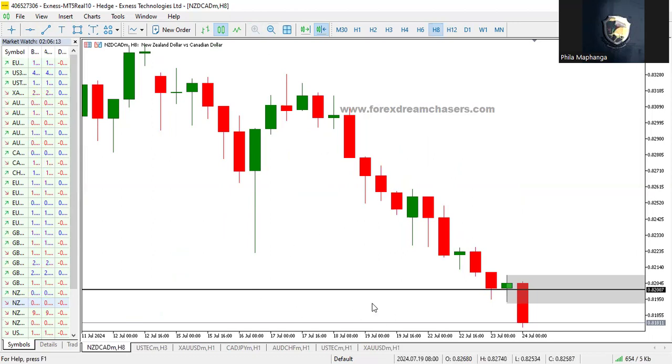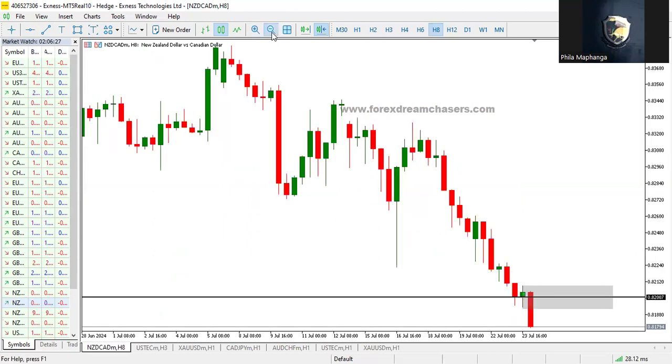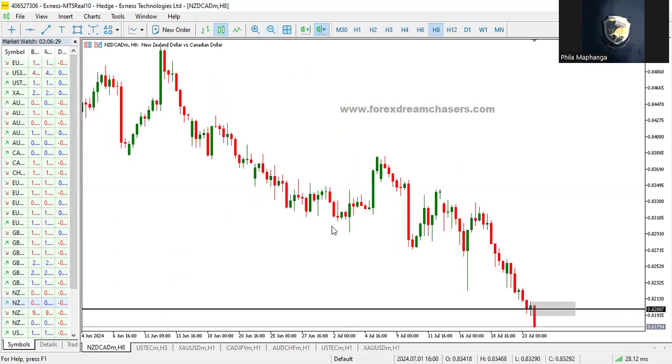It is corresponding with the broken support. So remember, once your support is broken, it is supposed to be tested as a resistance. So again, here, where the market is supposed to test as a resistance, we have the continuation pattern that increases the chances of the market pushing down. Can you see that?